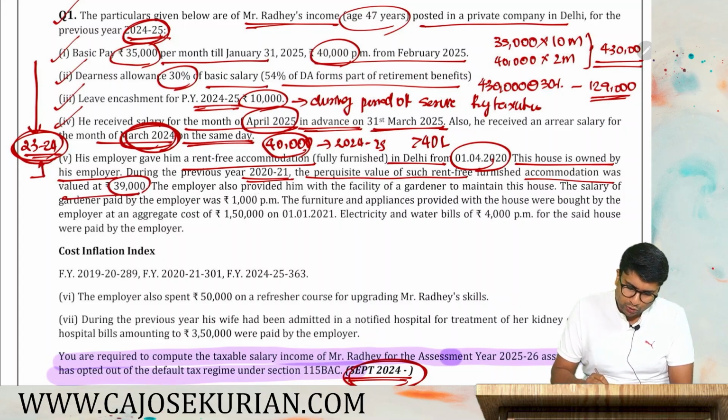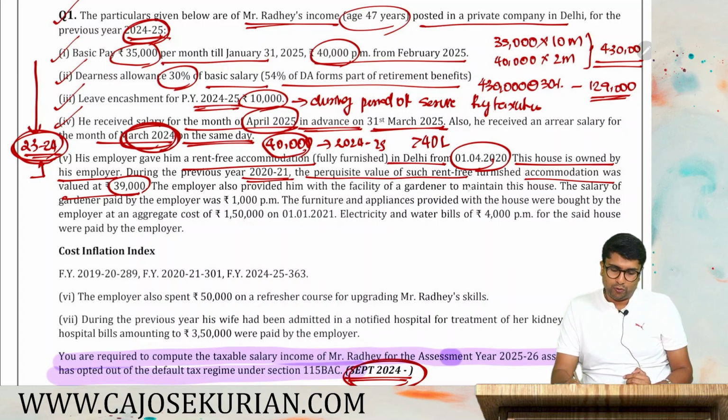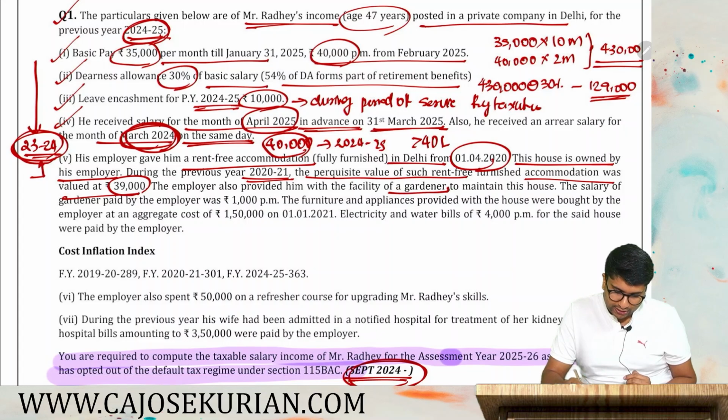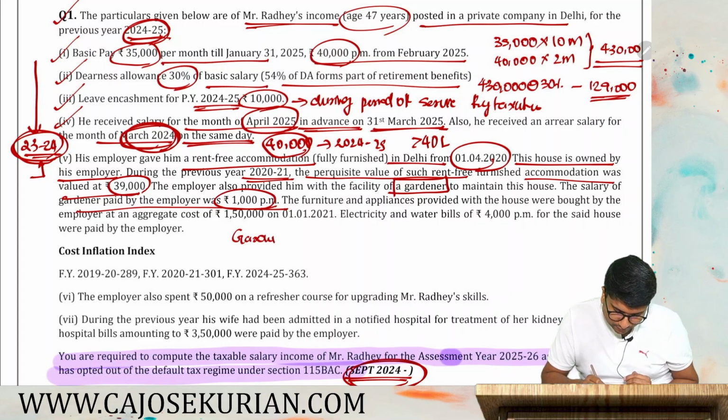The employer also provided him facility of gardener. So gardener has been given to maintain this house. The salary of the gardener was 1,000 per month. So for the gardener, 1,000 into 12 months, that will be 12,000 rupees shall be taxable perquisite.